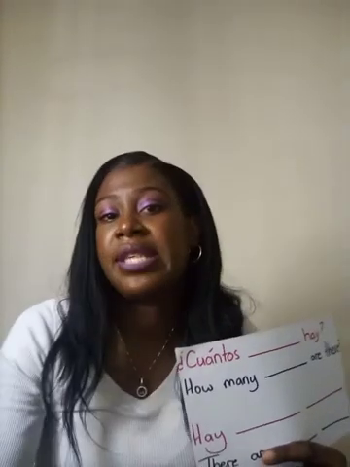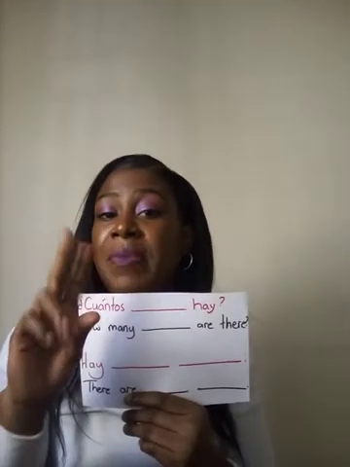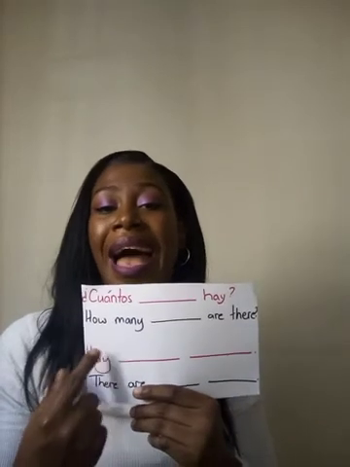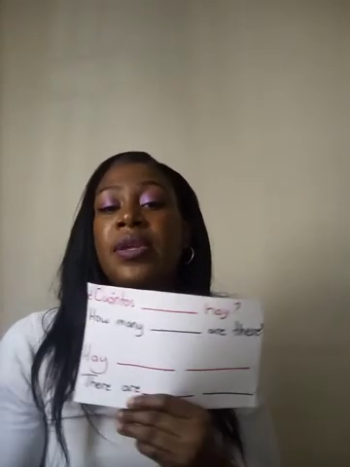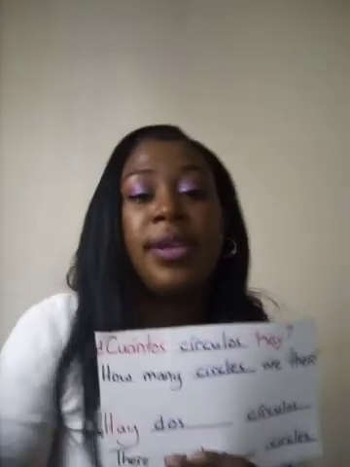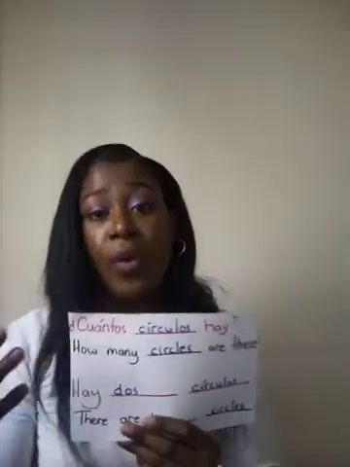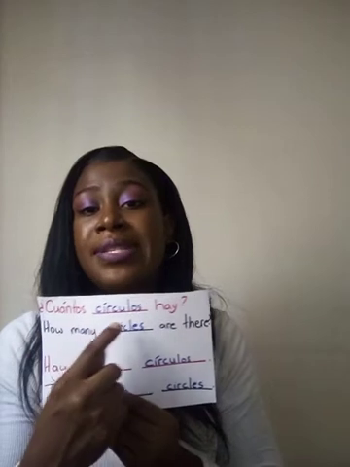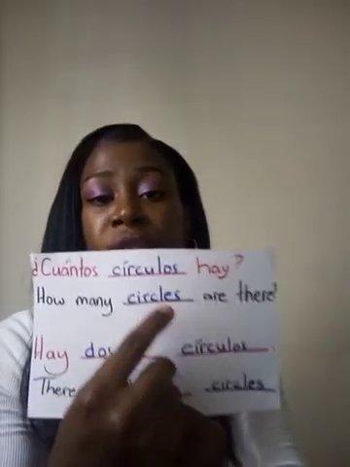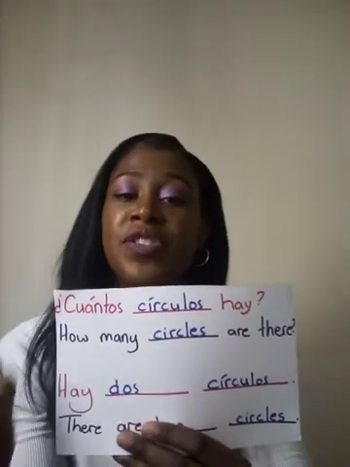Now, if we say that there are 2 circles, we would say in Spanish, hay. The number for 2 in Spanish is dos. Circles in Spanish would be círculos. Hay dos círculos. There are 2 circles. So for our ejemplo, for our example, ¿cuántos círculos hay? How many circles are there? So repitan, por favor, repeat after me.